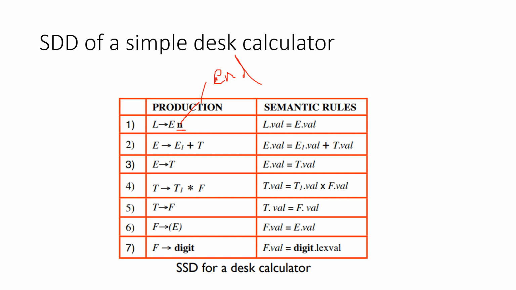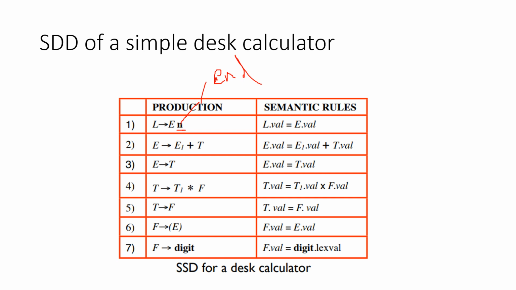So here is another example: another production is E tends to E1 plus T. This is production number 2. This E is the left hand side of the production, and E1 is on the right hand side. E represents the parent and E1 represents a child node.